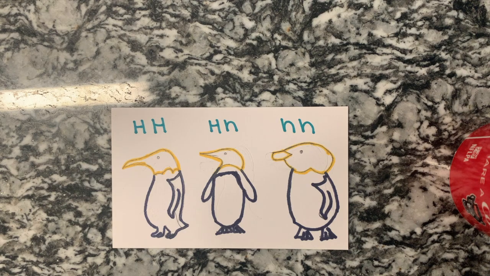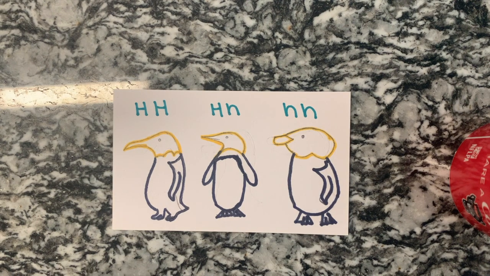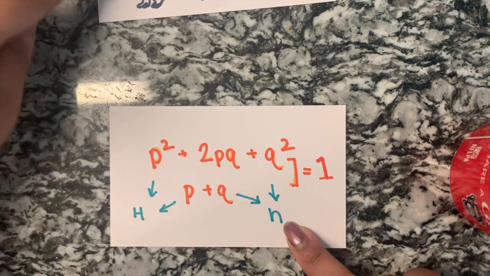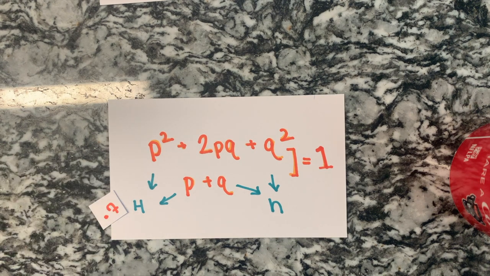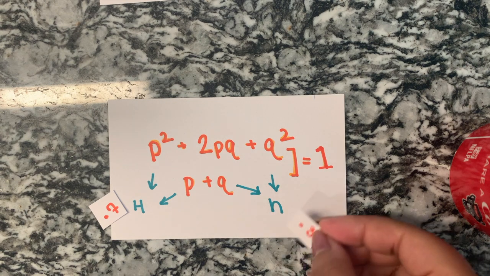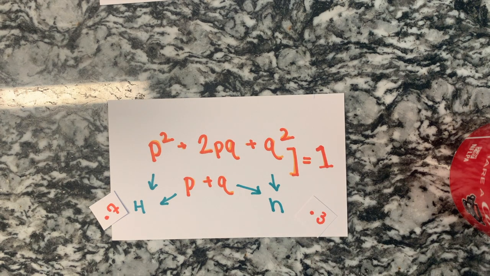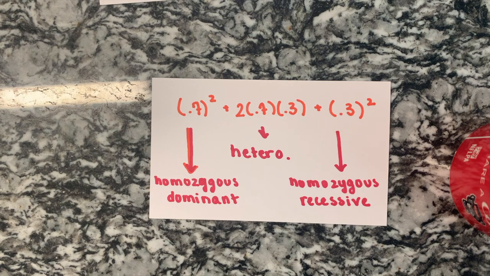Well, the Hardy-Weinberg principle also tells us that if a population is in equilibrium, it will fit into the following equation. In this equation, P is the frequency of one allele, and Q is the frequency of the other allele. Let's say that the big H has a frequency of 0.7 and the little h allele has a frequency of 0.3. We can plug in the frequency of our big H as our P value and the frequency of our little h as our Q value and see if the equation is balanced.